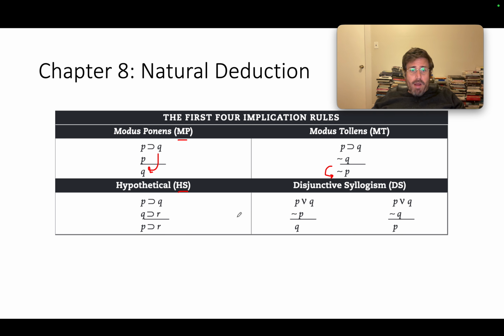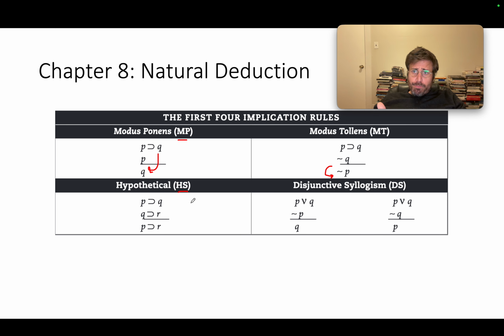The other thing to bear in mind with hypothetical syllogism is that the order of premises 1 and 2 can be flip-flopped. They can be reversed. We can have if Q then R appearing before if P then Q and still make the inference to if P then R. So the order of premises 1 and 2 is of no consequence.